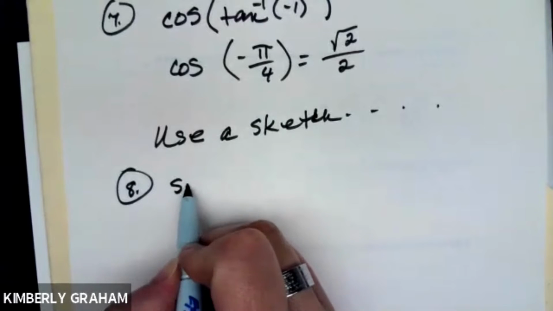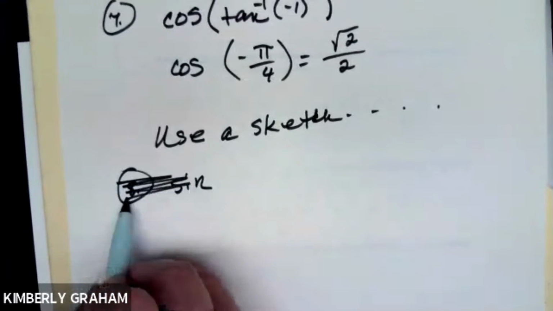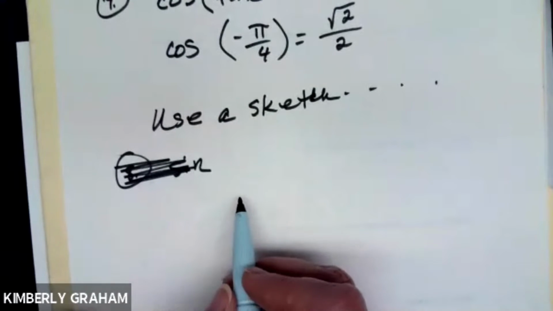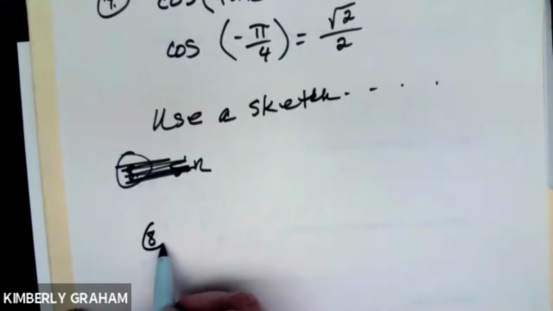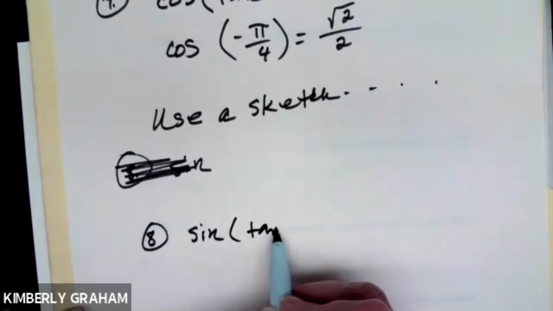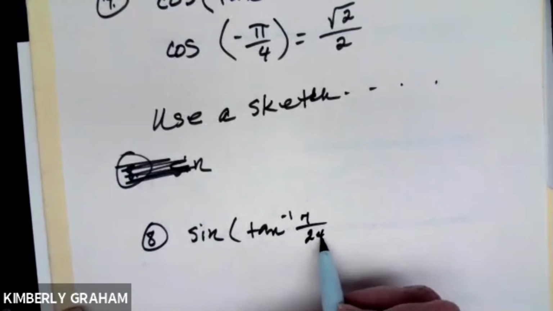Here, I'm going to have sine. You know what? Let me do this again. I need to have a little bit of room right above what I'm writing here. Sine of tan inverse 7/24.